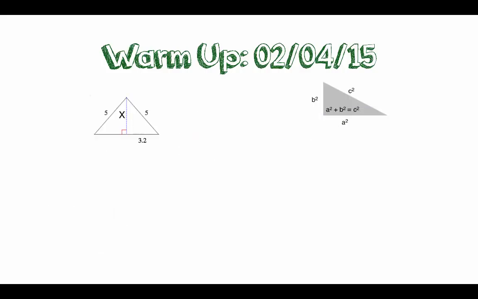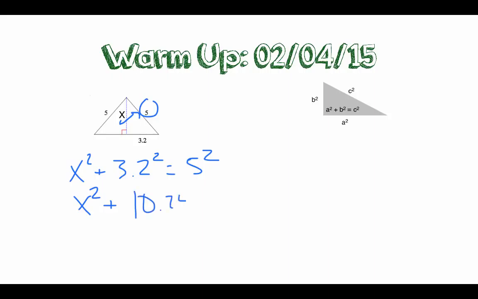All right, so when we look at this one, we can see that the 5 is our hypotenuse right here. It's opposite the 90 degree, and we've got two legs. X squared plus 3.2 squared equals 5 squared. X squared stays x squared. 3.2 squared, once we push that out, we come up with 10.24, equals 25. Subtract that out, and we get x squared equals 14.8.